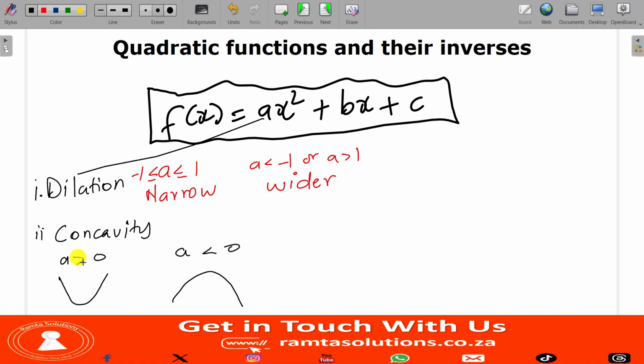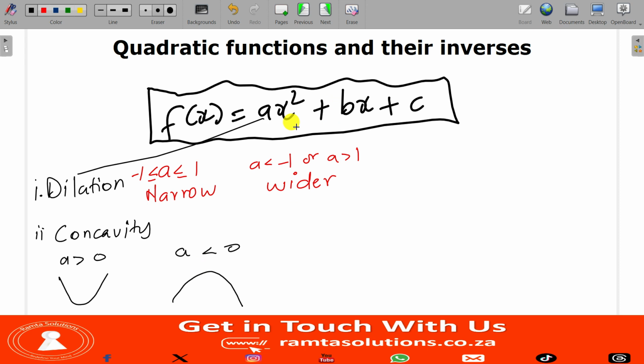So when a is positive, your graph is smiling. When a is negative, your graph is frowning. This we call a minimum because the lowest y value is that of the turning point. And this is called a maximum because the highest y value is that of the turning point.